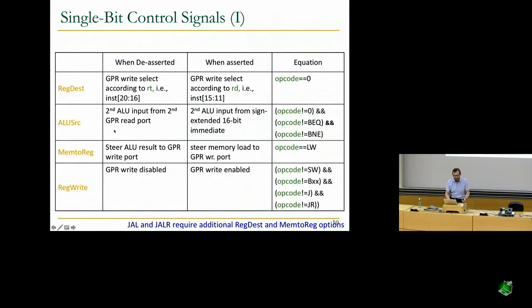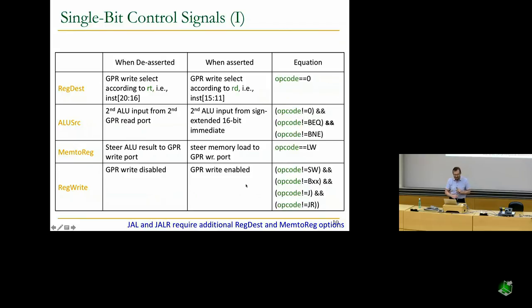And you do the same thing for all of the control signals. So let's do another one. Reg write is a very easy one, right? Are you actually writing to a register? You disable the write if the instruction is not writing to the register. You enable the write, set it to 1, if the instruction is supposed to write to the register. So all of the opcodes that are writing to the register enable this signal. So if the opcode is not store word, and it's not branch, and it's not jump, and it's not jump register, these are the instructions that do not write to a register, then the signal is set to true.